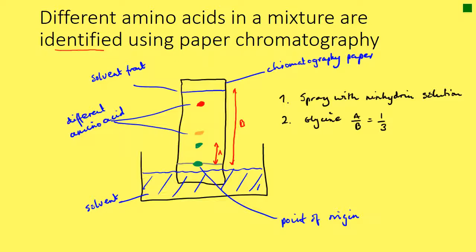And so an amino acid, let's say, I don't know, glycine, has a ratio A to B in a particular solvent, with a particular paper, of let's say 1/3. All right, that might be standard glycine. So if your A over B measures 1/3, you know that the green dot is glycine. So there you go. That's how you identify your amino acids.